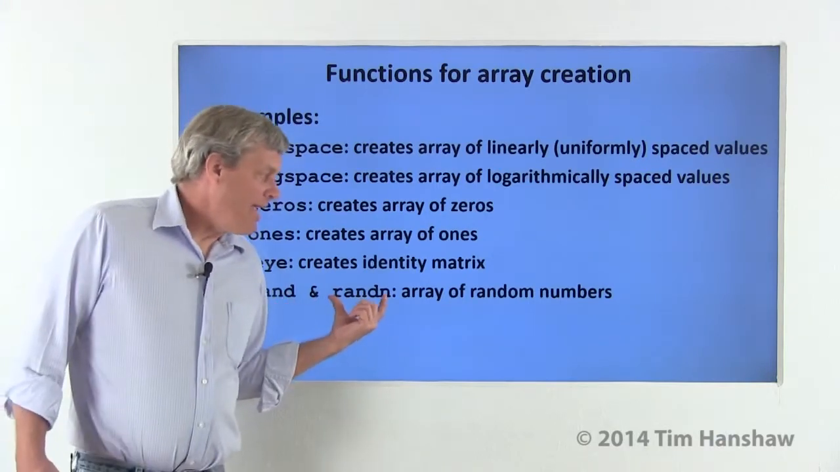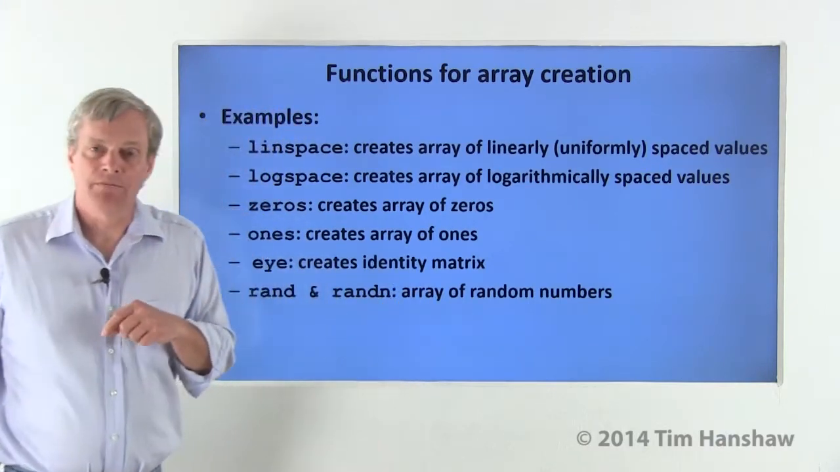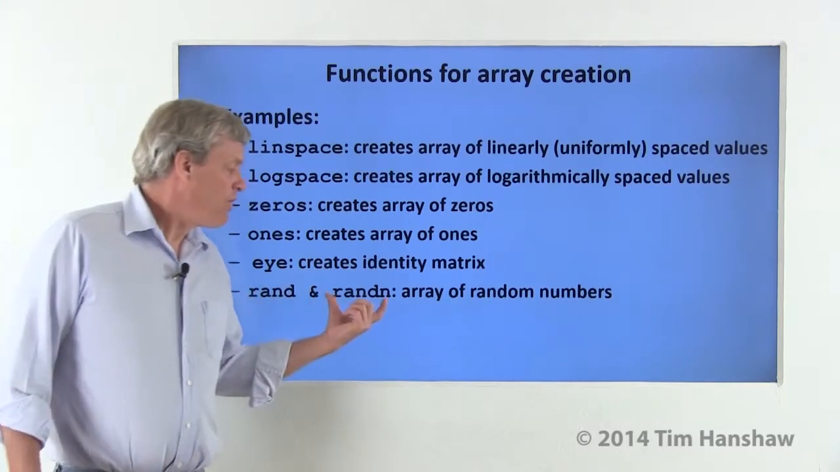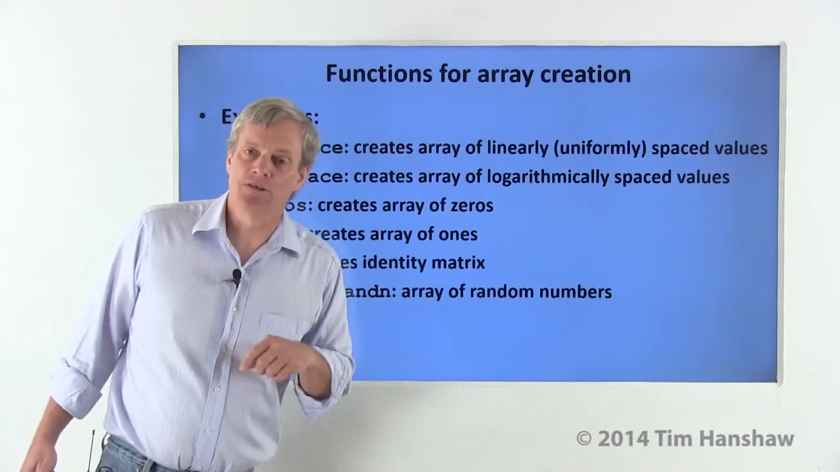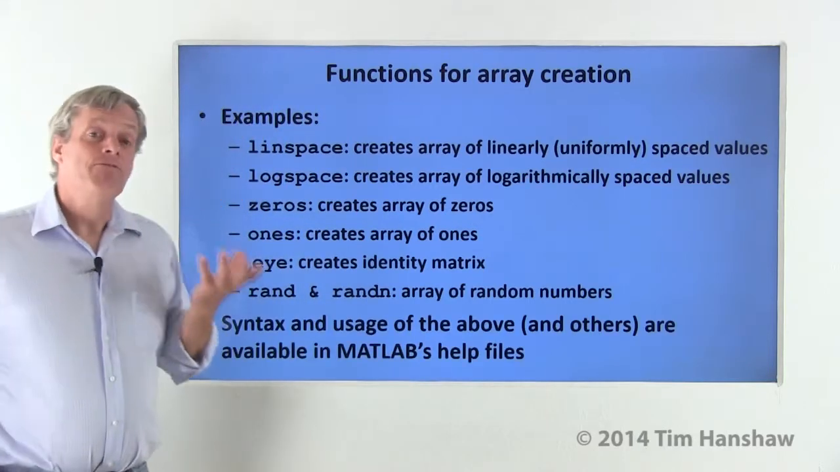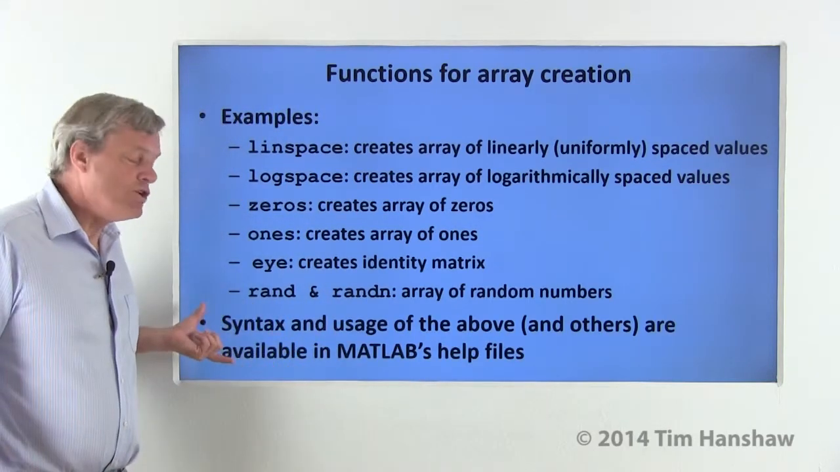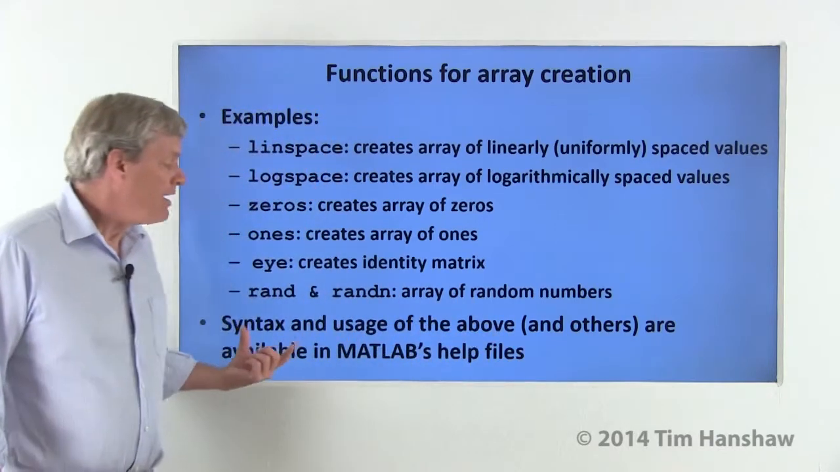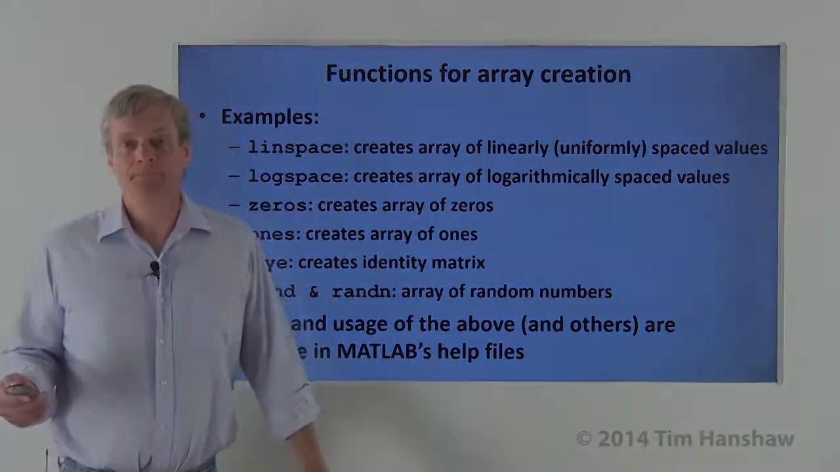Rand and randn create arrays of random numbers. Rand creates uniformly distributed random numbers. Randn creates normally distributed random numbers. Finally, again, to know how to use these and get full instructions on how they're employed, use MATLAB's help files.